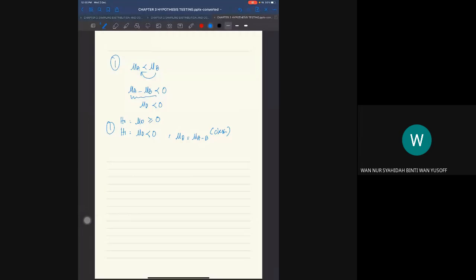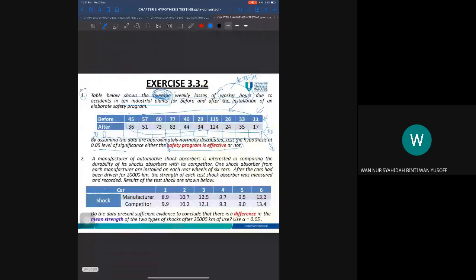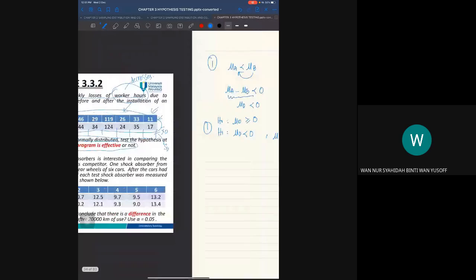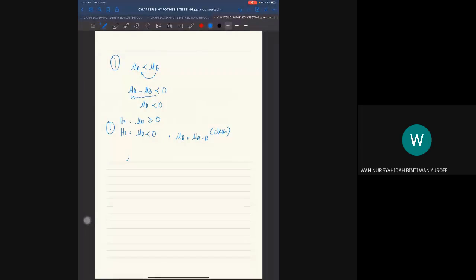When we have this dependent sample, usually we can write more than one hypothesis, and then you choose which one you want to use. Both will be correct. Is it correct if we say the Sakti program is effective if worker hours before are greater than worker hours after? Also correct.